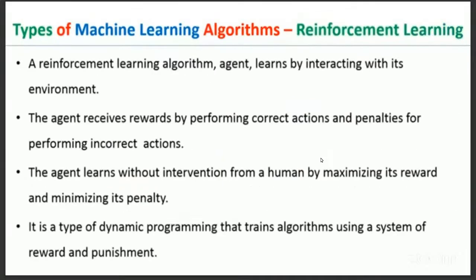So next one, reinforcement learning. It is like learning through rewards. So this is another way of learning. So supervised, unsupervised, and reinforcement learning. Learning by reward. Let's say you are playing a game.